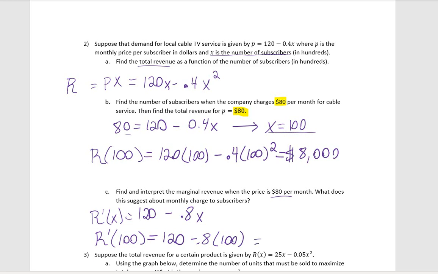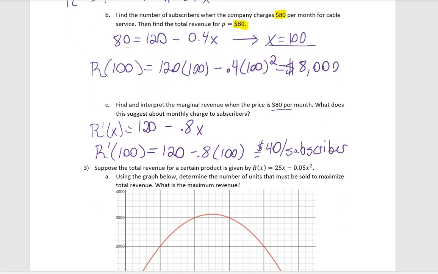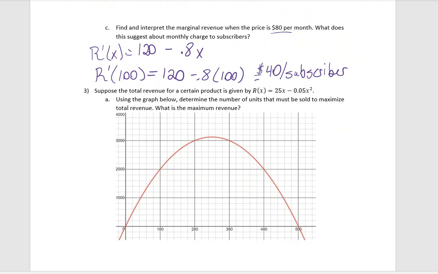When we plug 100 into this, let's see what we get out. So we get out 40. Now let's do an interpretation of this. Revenue's in dollars, and this is per subscriber. So what this means is that if we added one more subscriber, we would be making $40 more per subscriber. Great.